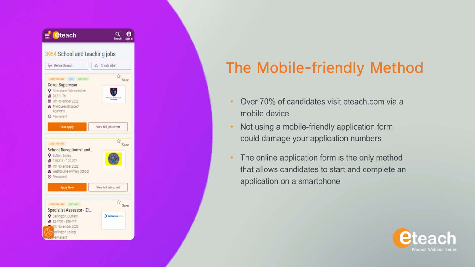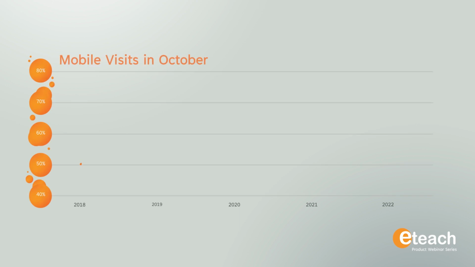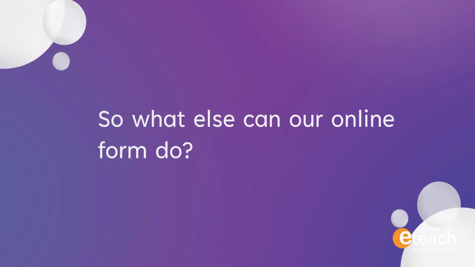The online application form is the only method that allows candidates to complete and start their application on a smartphone. You can see on this graph here, the mobile visits are only increasing, and we're just looking at the month of October. From 2018, around 50%, slowly increasing. I think we can all see between the year of 2020 to 2021 why that may have decreased, and then skyrocketing again up to over 70% in October of candidates that are applying and looking for jobs via their mobile phone. So what else can our online form do, I hear you ask?